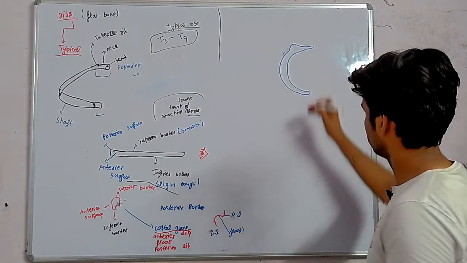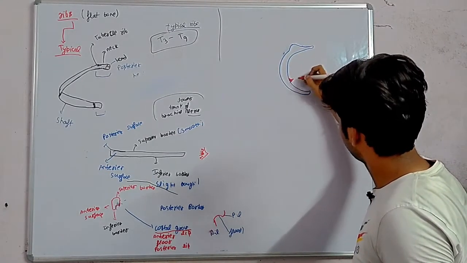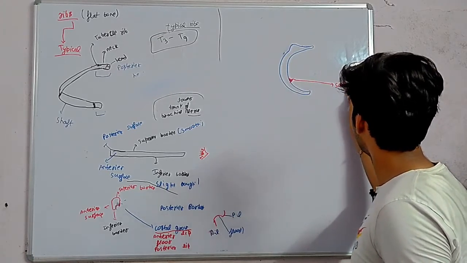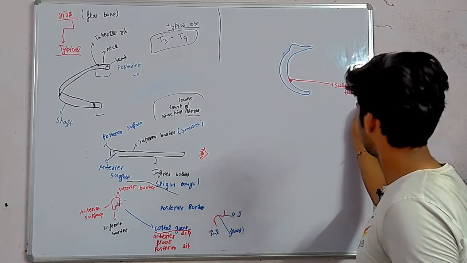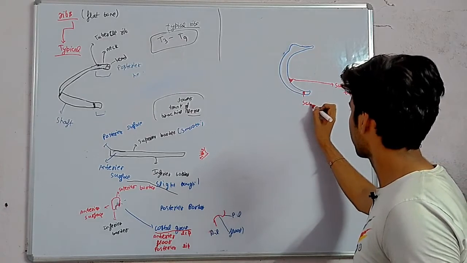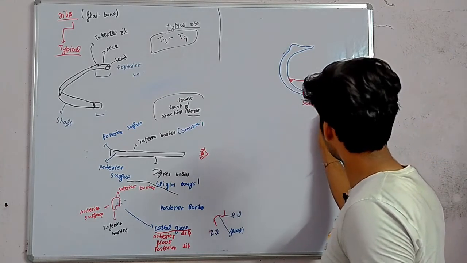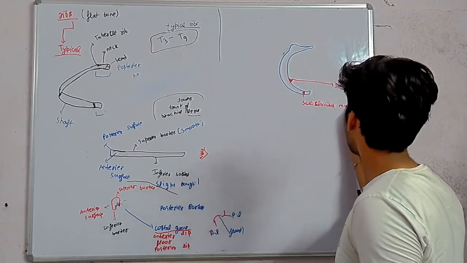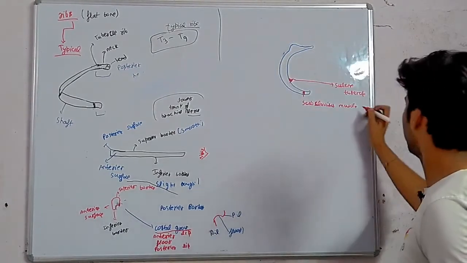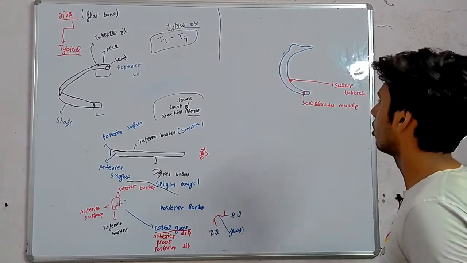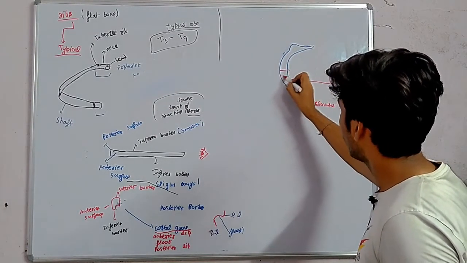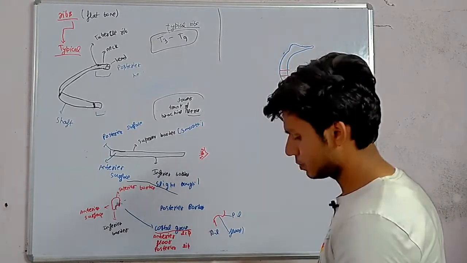Then scalene tubercle. Subclavius muscle arises from the costochondral junction. Then this is costal cartilage and the chondral junction. Then a groove forms here, anteriorly scalene tubercle again and posteriorly. Posteriorly two structures pass.